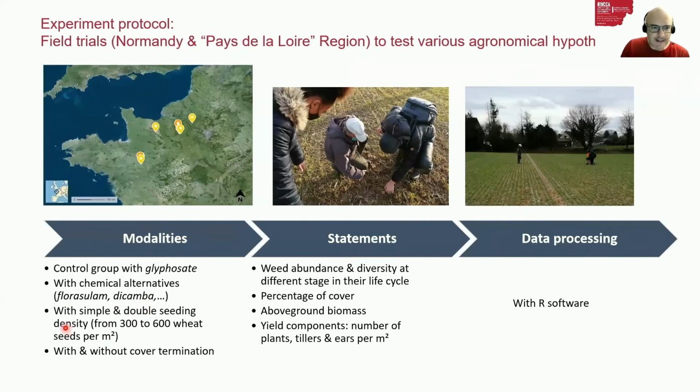dicamba, with doublings of the sowing density of wheat, and with and without cover termination. Observation focused on the abundance and diversity of weed flora, the percentage of coverage, the above ground biomass produced, and the yield components.